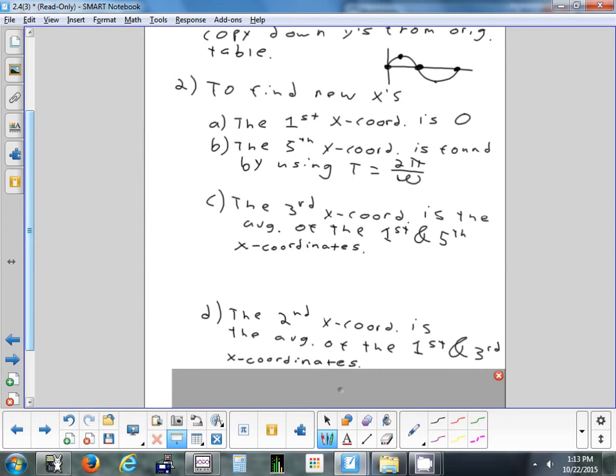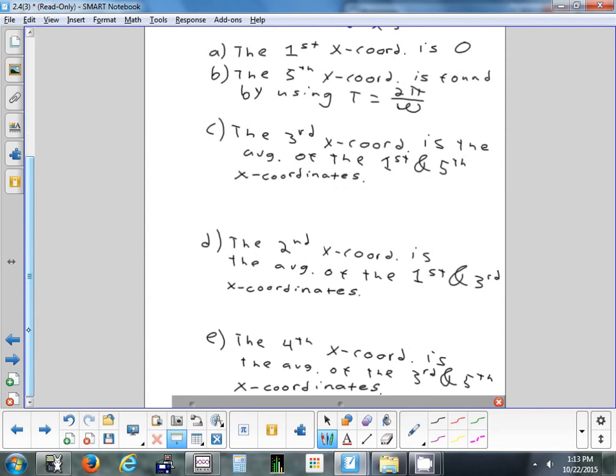And what do you think about the fourth coordinate? How are we going to get that one? The average of which two? Yeah. Take the third and the fifth and average them. That's the whole point of picking points that are equally spaced. So your fourth x-coordinate is the average of the third and the fifth.